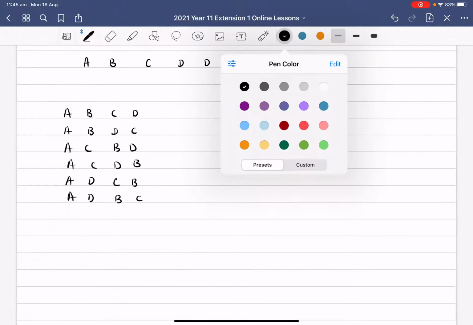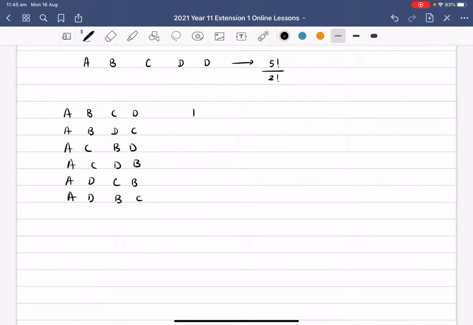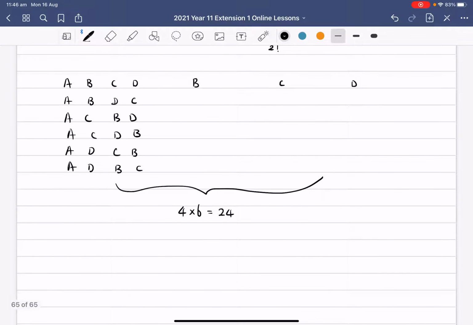And then obviously we'll have 4 sets of those, because we can always start with B, then we can start with C, we can start with D. So in total, we're going to have 4 lots of 6 groups. So 1, 2, 3, 4, 5, 6. That will be 24 total different arrangements, which is the same as 4 factorial, which is 4 times 3 times 2 times 1. That's 24.